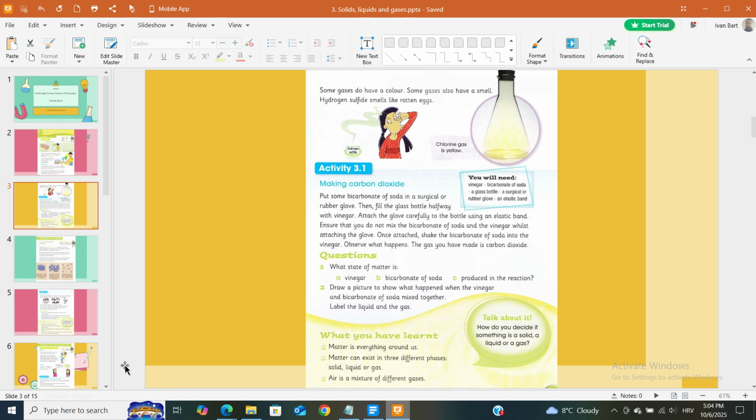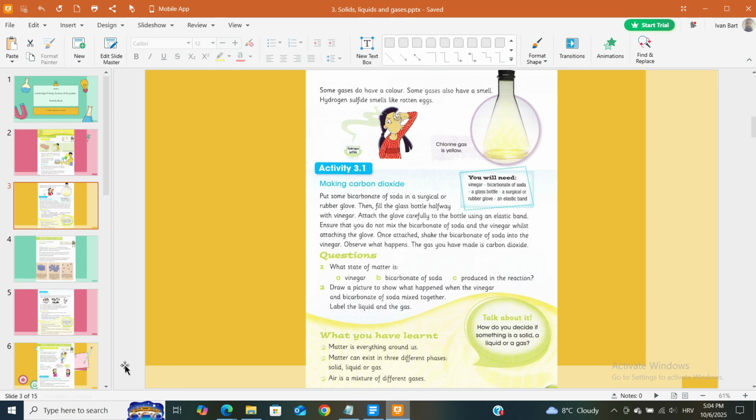Attach the glove carefully to the bottle using an elastic band. Ensure that you do not mix the bicarbonate of soda and the vinegar whilst attaching the glove. Once attached, shake the bicarbonate of soda into the vinegar. Observe what happens. The gas you have made is carbon dioxide.